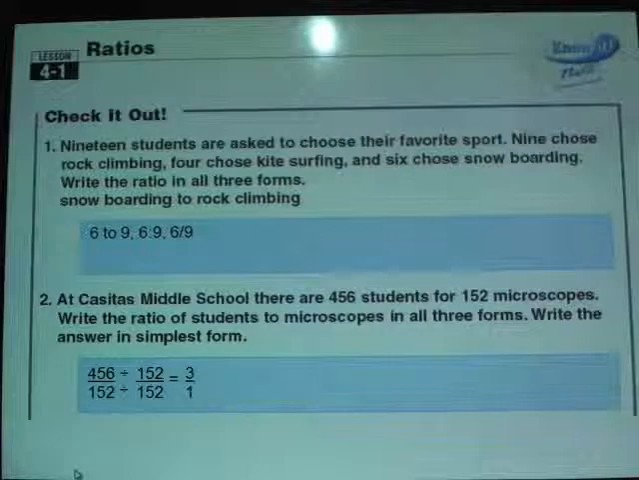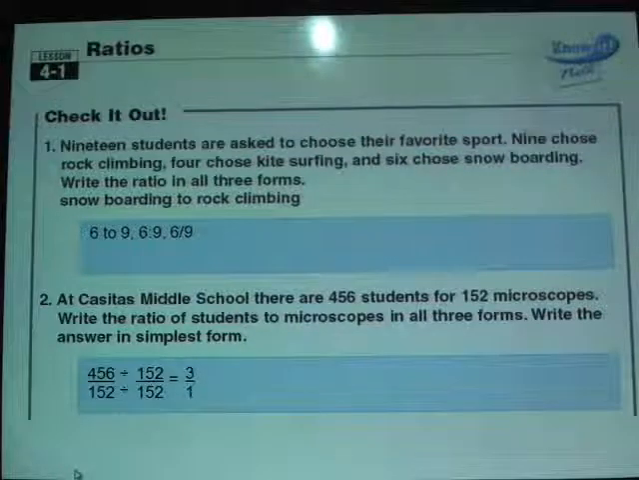All right, so let's go ahead and finish this up by looking at the check it out examples here. Number 1 says 19 students are asked to choose their favorite sport. 9 choose rock climbing, 4 choose kite surfing, and 6 choose snowboarding. Write the ratio in all 3 forms. And they want us to compare snowboarding to rock climbing.